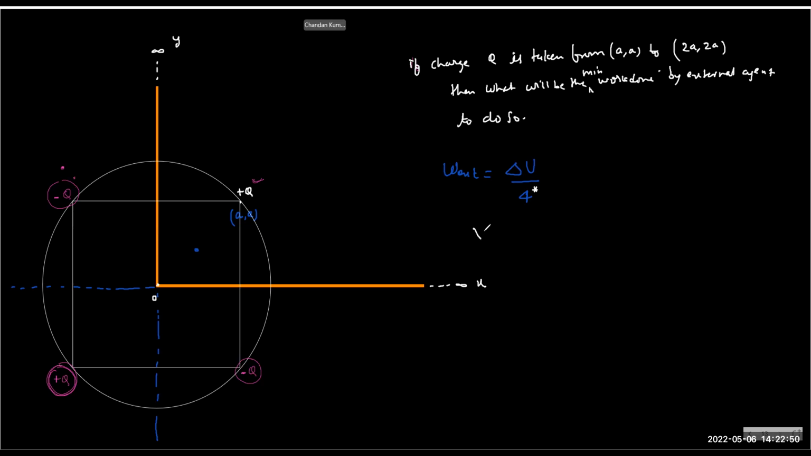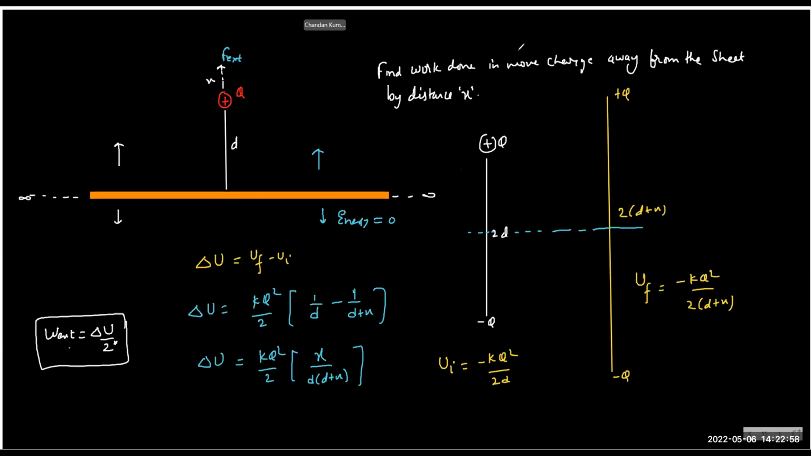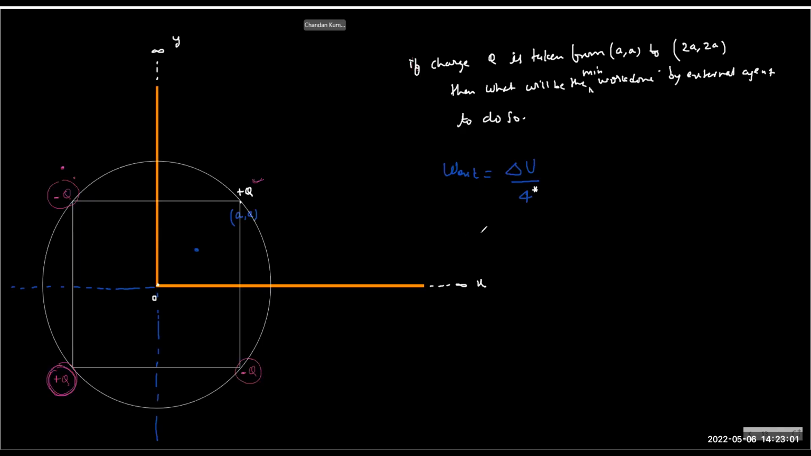Therefore, you need to first find the U initial. So what is U initial, by the way? We know how to do this, initial and final. So the potential energy, this is a 4 charge system. We know how to find the potential energy of a system of 4 particles on a square. It's the alternate charge, plus minus. We can do it easily. Let's do it for this one.